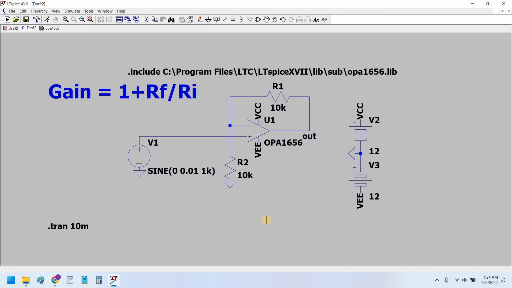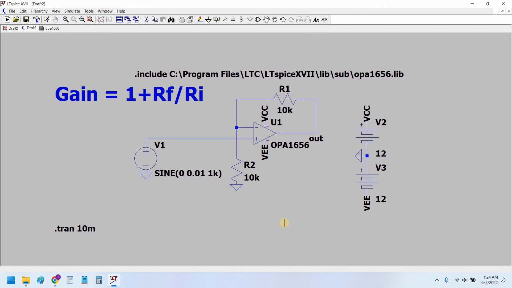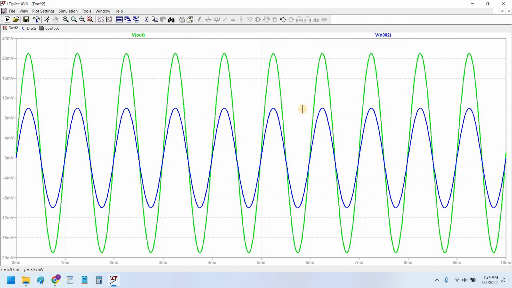I hope you enjoyed this video and learned about the non-inverting amplifier. And yes, one thing I forgot to mention is that both the input and output are in phase with each other. In a non-inverting amplifier, both input and output are equal in phase, while in an inverting amplifier, the output is 180 degrees out of phase with the input.